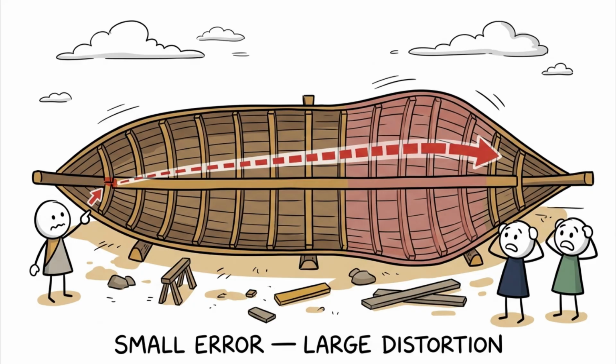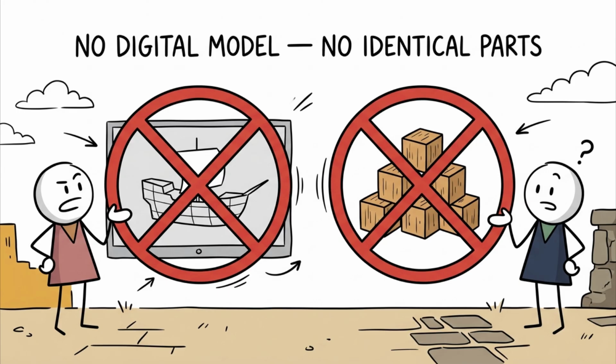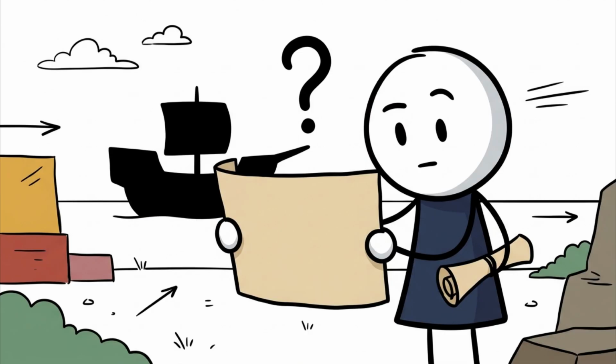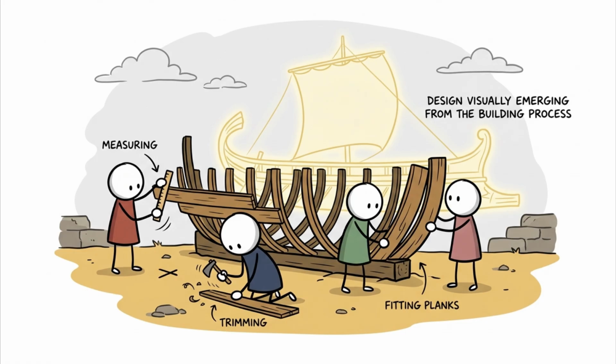A small error near the bow could become a large distortion farther aft, and the builders could not press a button to calculate the correct shape. They could not open a digital model or order identical factory components. Most of the measurements existed nowhere except inside the construction process itself. So how do you build a ship when the drawing is not on paper?